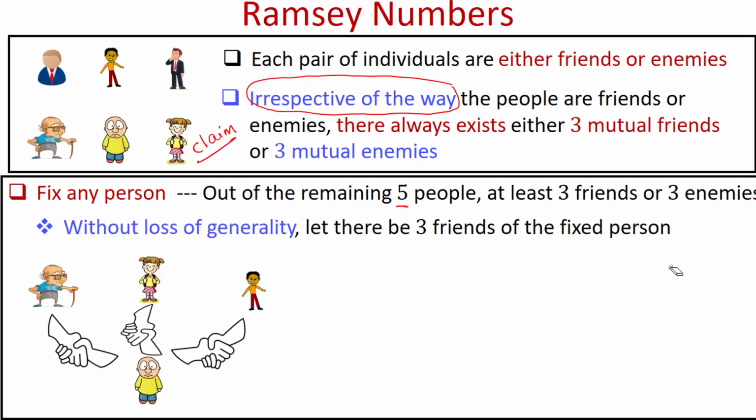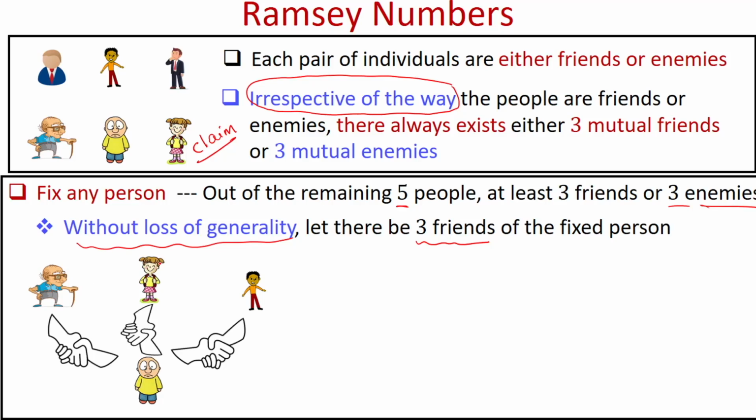So what I can say is the following: without loss of generality, imagine that out of those remaining 5 people, there are 3 people who are friends with this person. Since I am applying this argument without loss of generality, the same argument can be applied for the second case as well, when there are 3 people who are enemies with this person, right? So again, since there are 3 persons who are friends with this person, I'm taking any 3 persons here, who are friends with this fixed person.